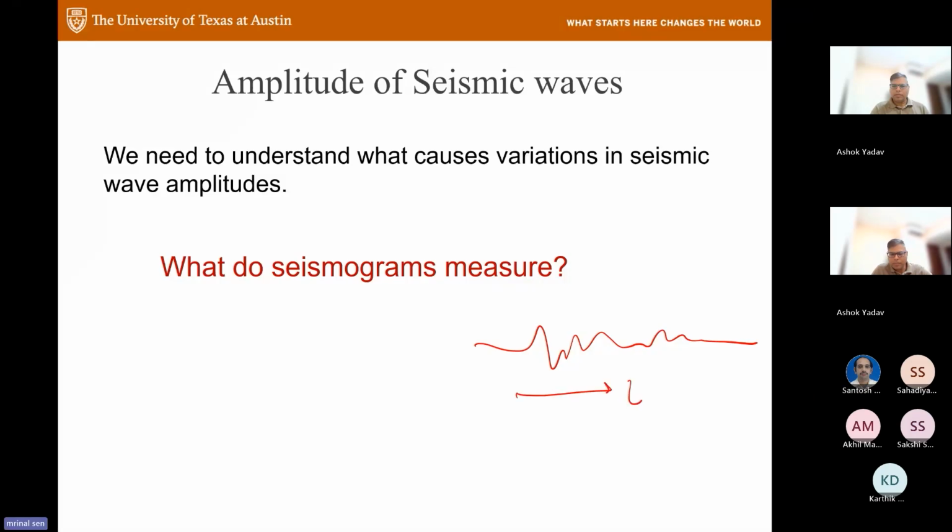So this is your time axis. This is a particular location, offset. And what is this here? So that is changing. Yeah, it is changing because of the. Yeah, please go ahead, Santosh. Is it because of the change in ground motion, or the ground response with respect to time? That's what. So what physical variable is this?